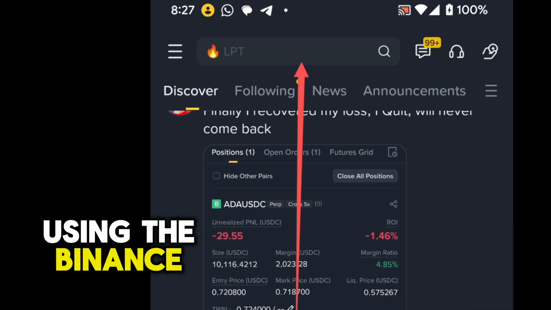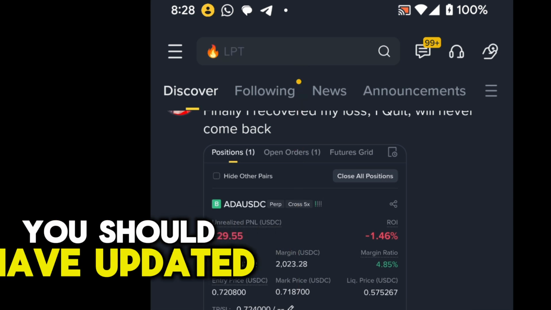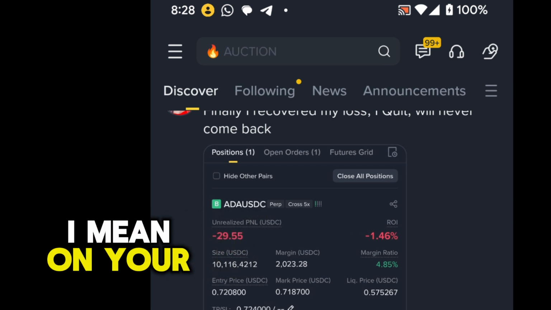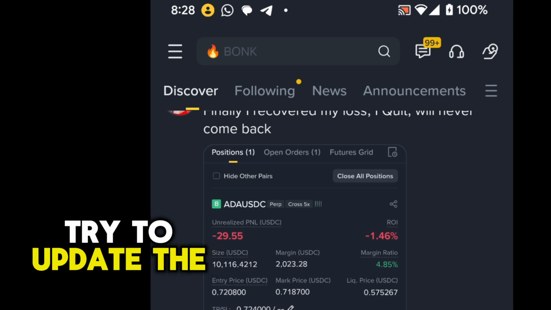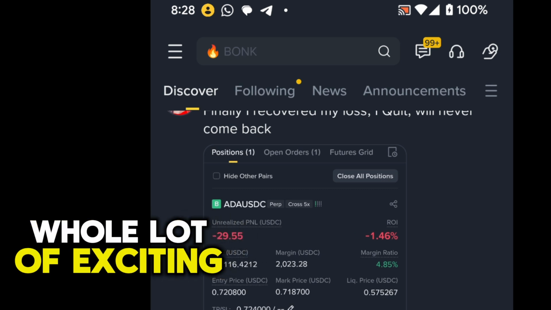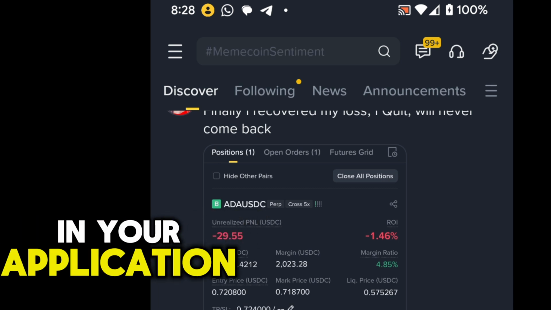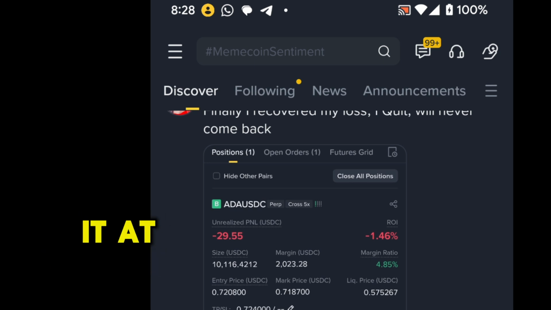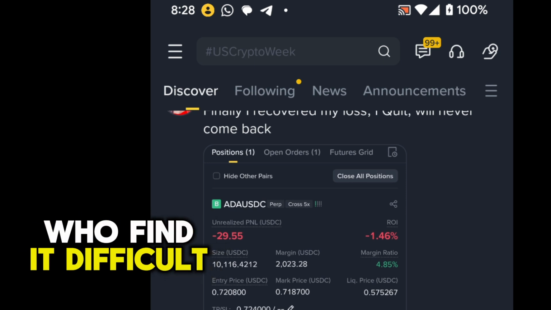Because here we are using the Binance application, I need to make sure that you're using the professional version of Binance, and you should have updated to the latest version of the Binance application, I mean, on your cell phone. Just in case you're using Play Store or App Store, try to update to the latest version, because there are a whole lot of exciting features which Binance has added in the application, and just in case you don't have the updated version, you may not find it at your end. Okay, so this is a quick fix for those of you who find it difficult.